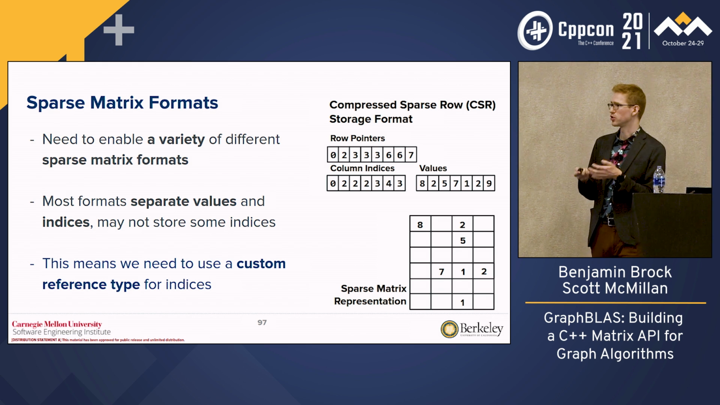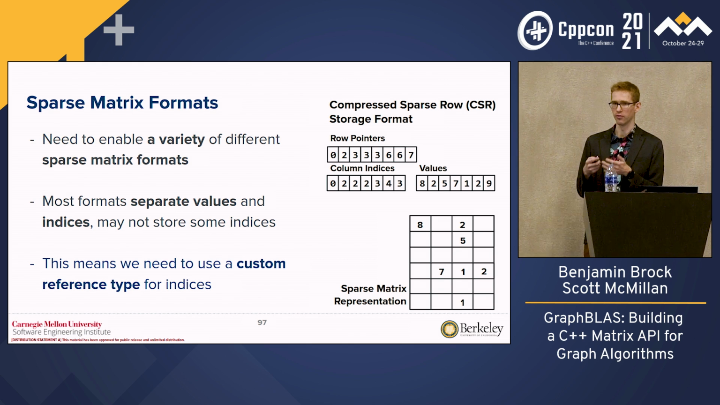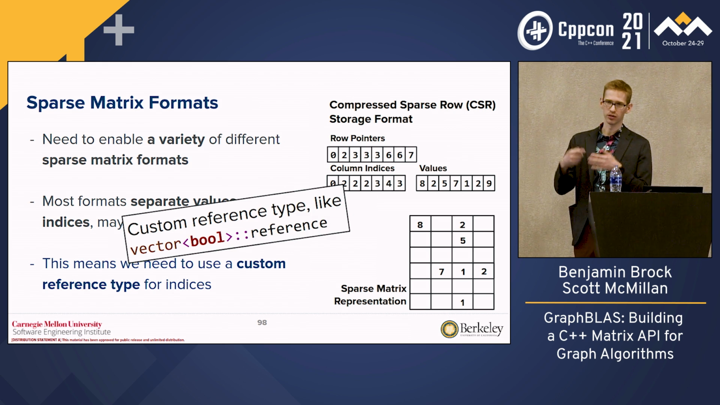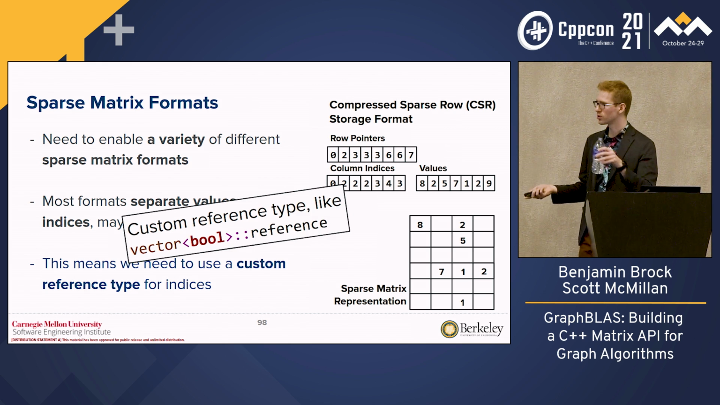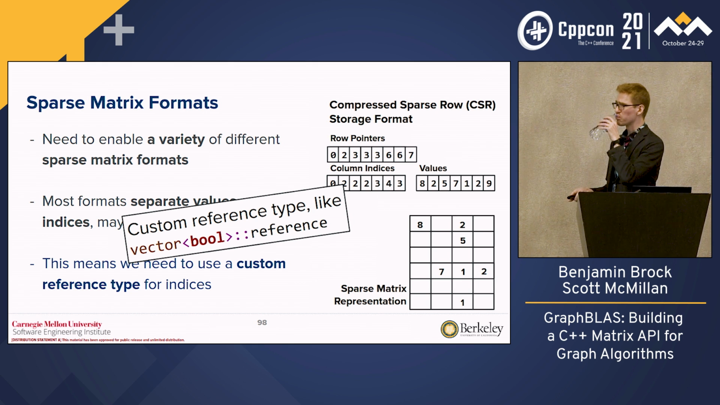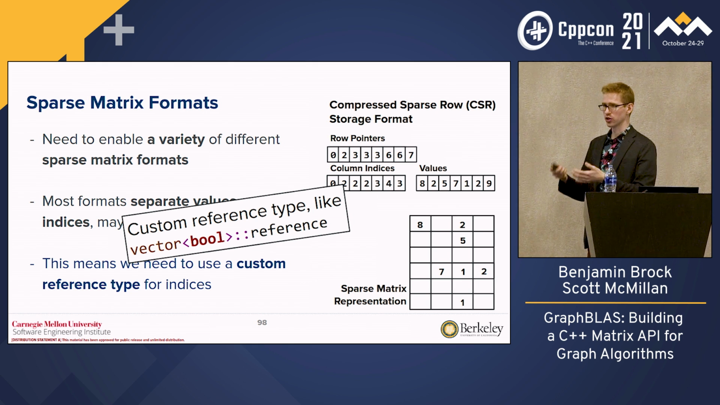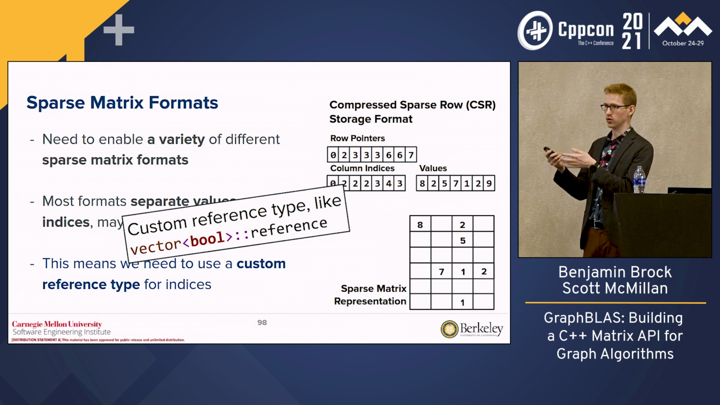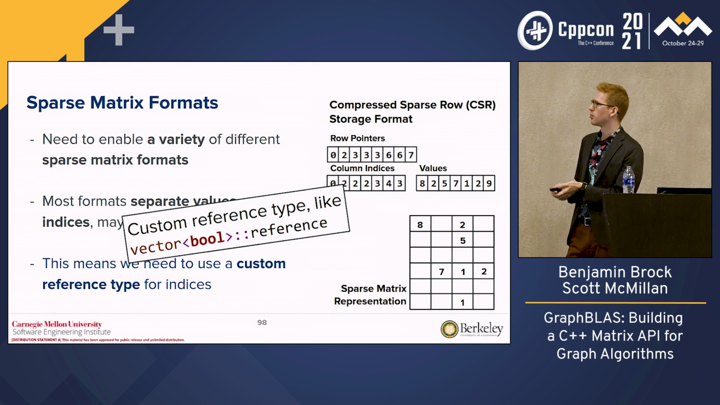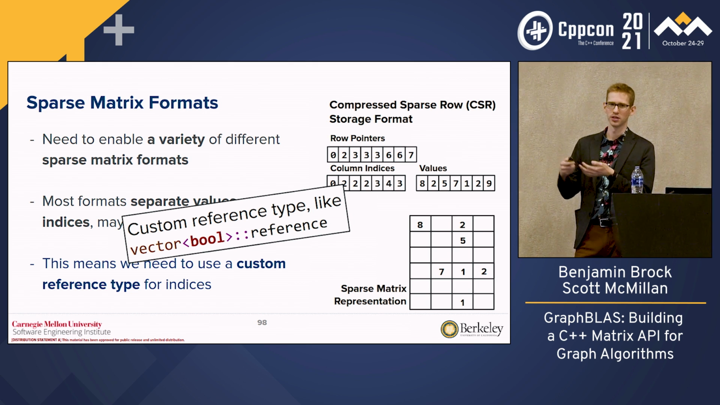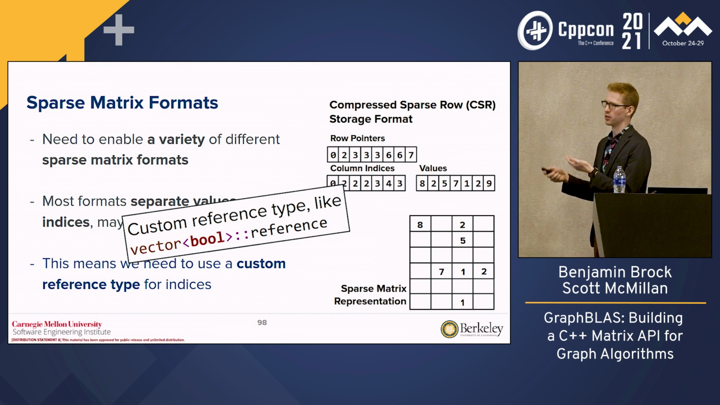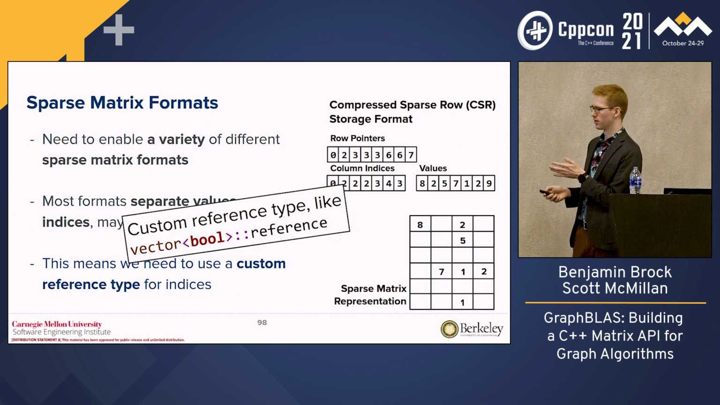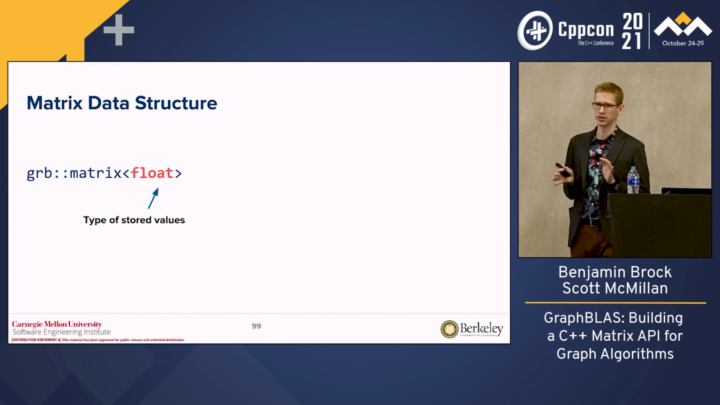And this is going to mean that we have to use custom reference types for indices. For example, if you're familiar with std vector bool, the majority of the STL data structures will require that the reference type is the actual, like a raw reference to the thing. But for std vector bool, for performance, it can be this custom type that will do the bit ops for you, that kind of logically references that particular bit. So we're going to be looking at a similar kind of reference.